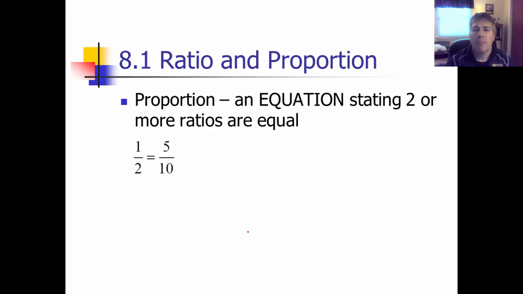Now a proportion is simply an equation, so a proportion has an equal sign, stating two or more ratios are equal. So here we have 1 out of 2 is the same as 5 out of 10. That is an example of a proportion. And we might see it written with a colon, 1 is to 2 as 5 is to 10. Or you might just have letters, A is to B as C is to D.